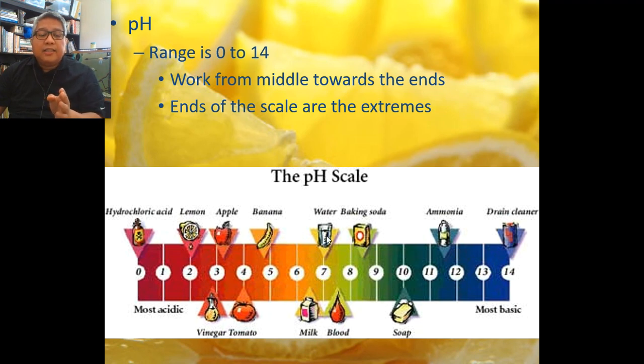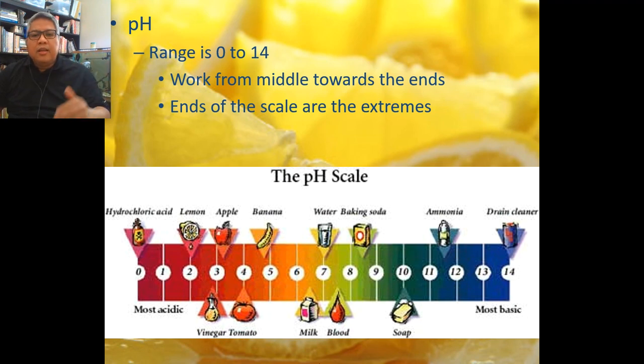Okay, so in this case, water is pretty neutral. It's not acidic, it's not basic. Okay, and that's why it is placed right smack in the middle. Now you will see here, blood is slightly basic, and then your milk is slightly acidic. So above 7, it will be a basic substance, and we'll be discussing that more.